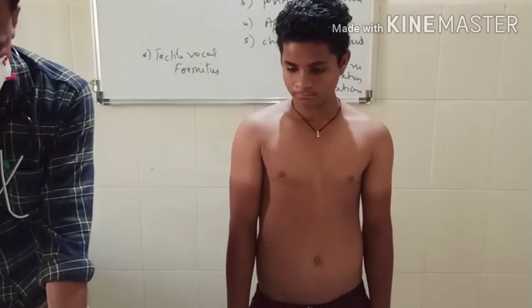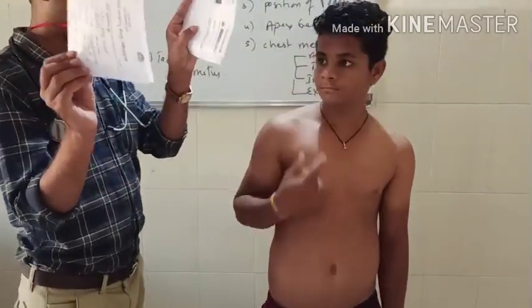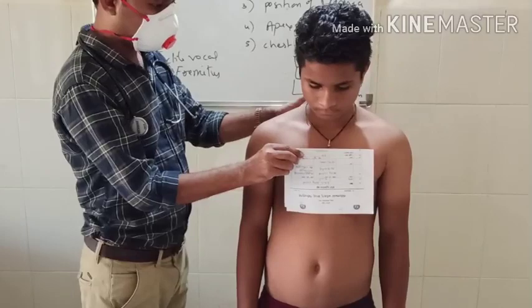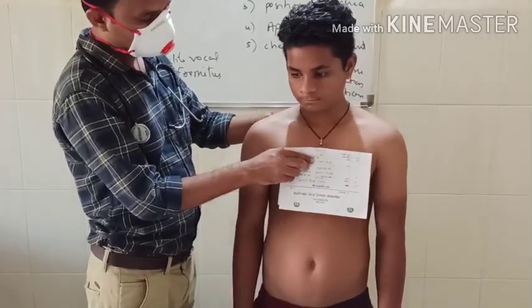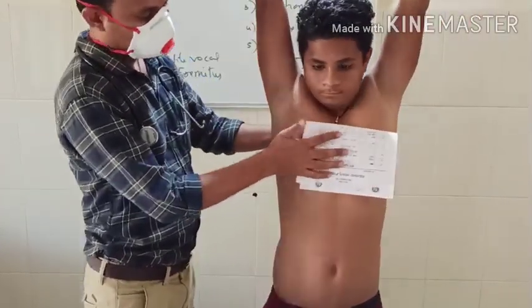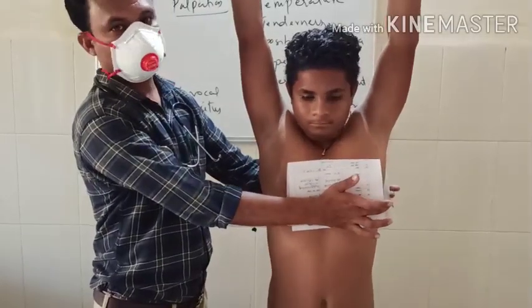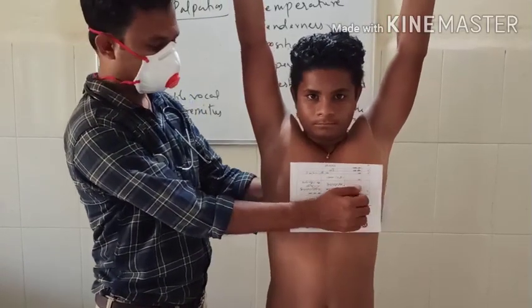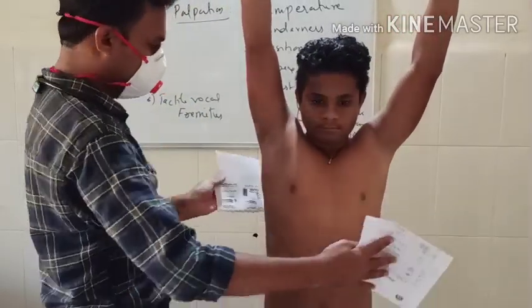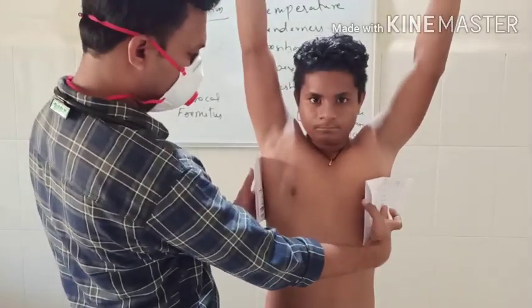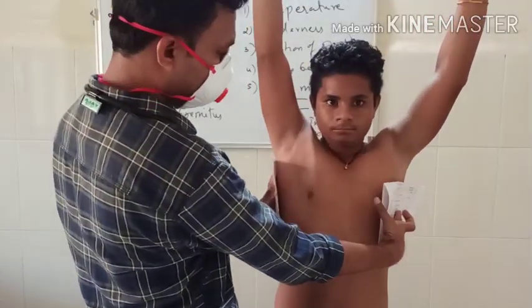The AP diameter is measured with 2 notebooks or 2 papers. This is the anteroposterior diameter. It's placed like this, and with a measuring tape, you measure the 2 borders here. This is the anteroposterior diameter. With the measuring tape, you measure the 2 borders. This is the transverse diameter.